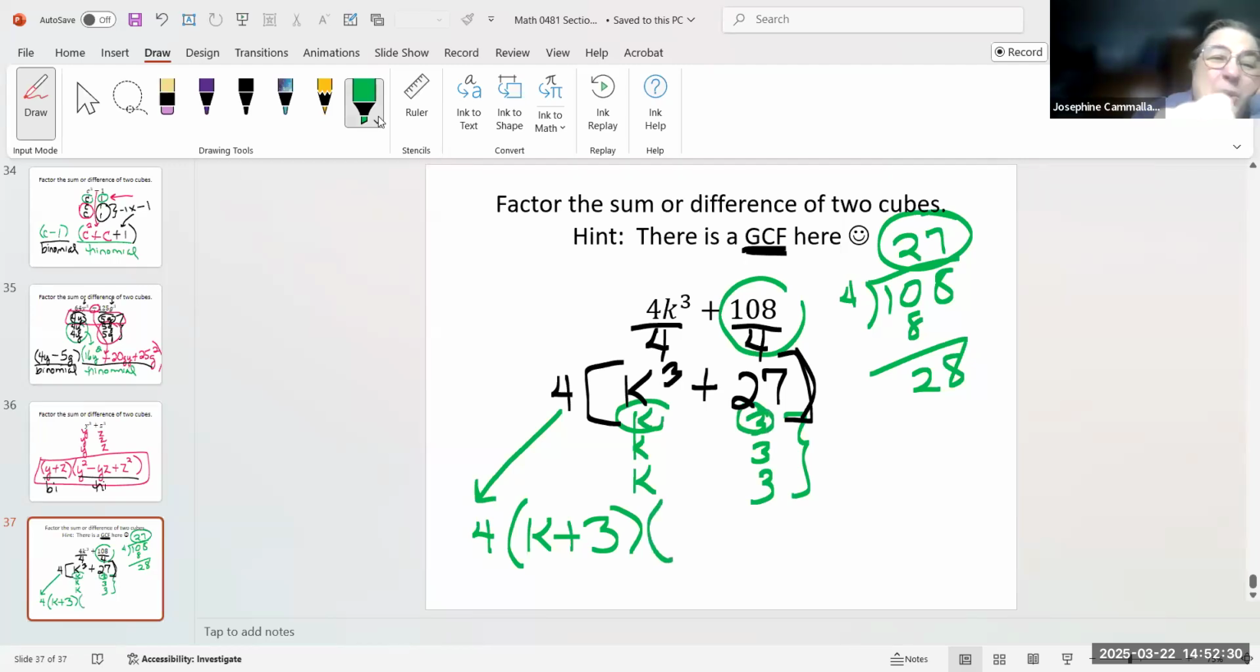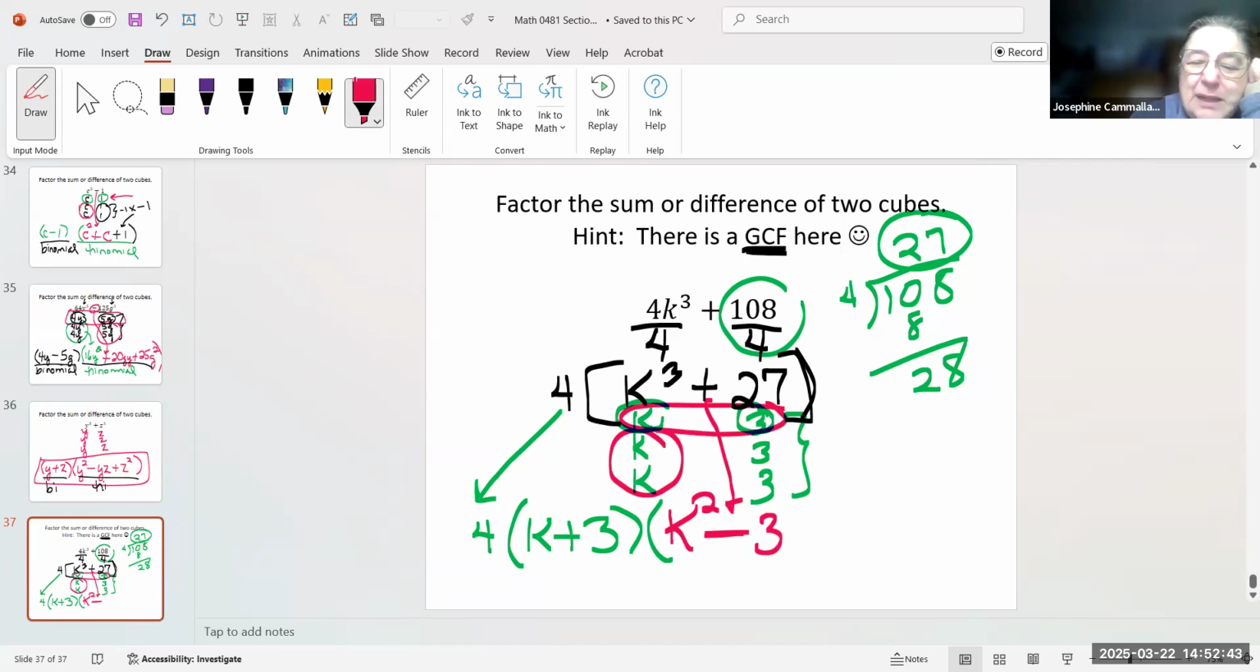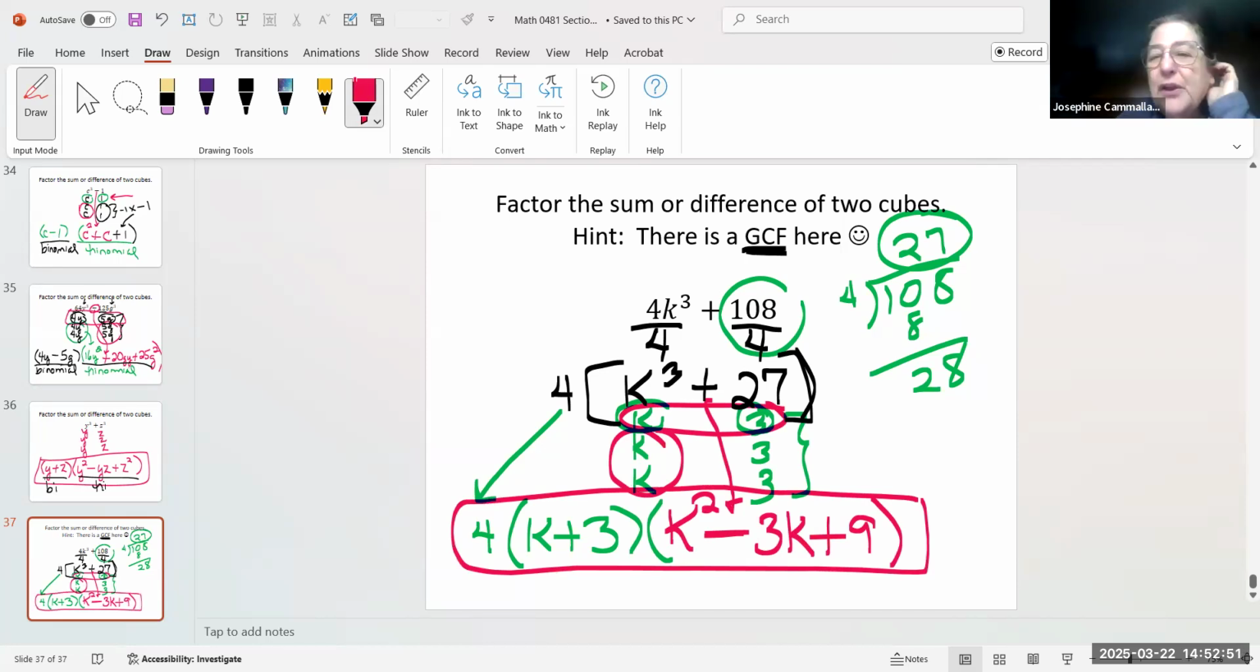And then, what goes in the trinomial? Right here. K squared minus taking these two terms together and multiplying them, plus 9. This is my answer for the cube. It works every time, all the time.